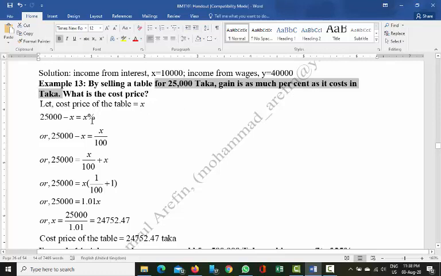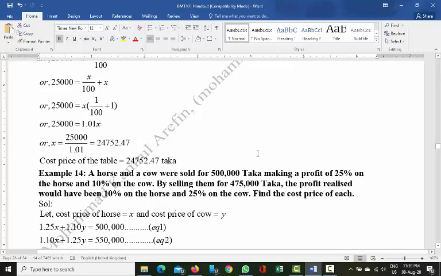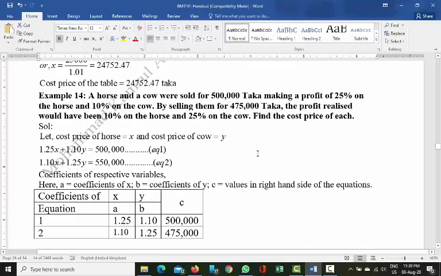So we know that if you convert percentage, x percent means x divided by 100. Now if you solve it, you will see that the value of x is 24,752. That means the cost price of the table is this one. Right.